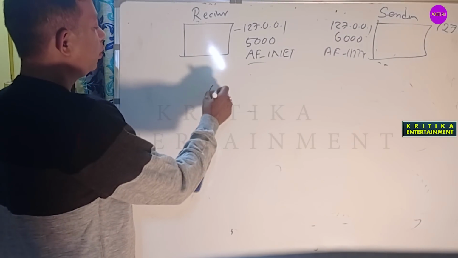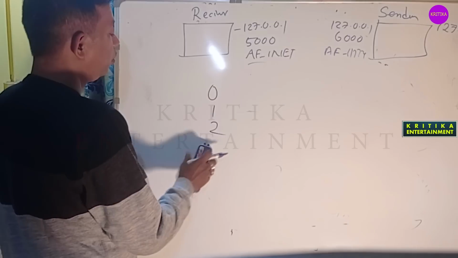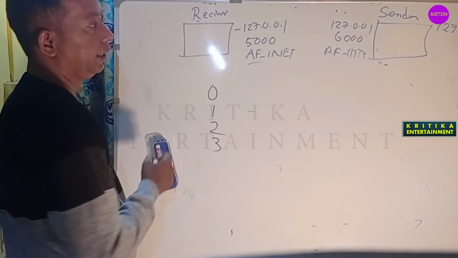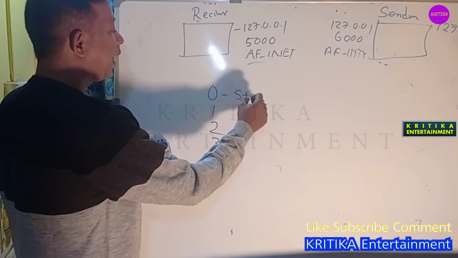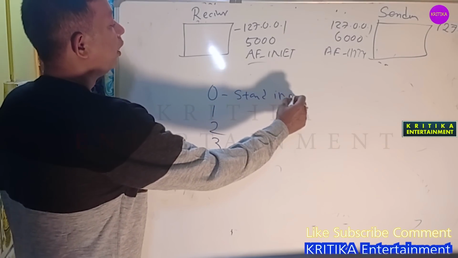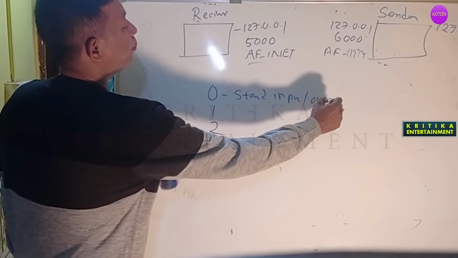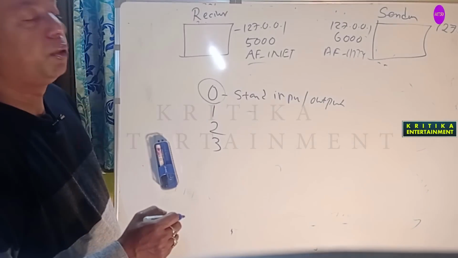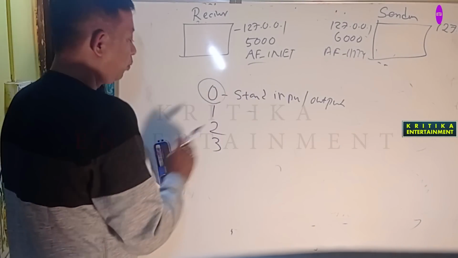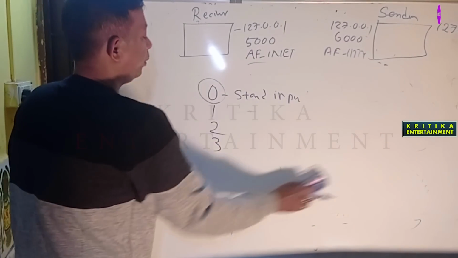Why not 0? Why not 1? Why not 2? Direct return the 3. Okay, 0 stands for your standard input and output. It is the predefined value. 0 is for keyboard input. Sorry, keyboard input.